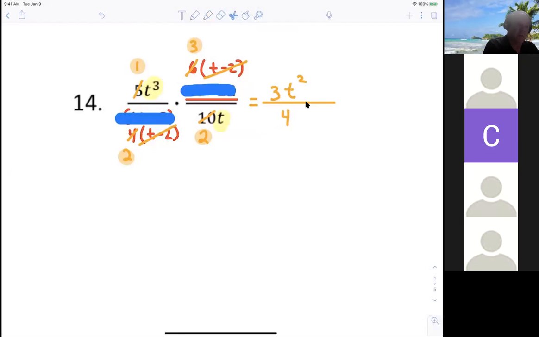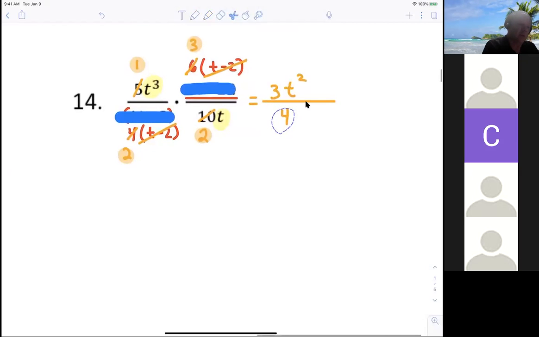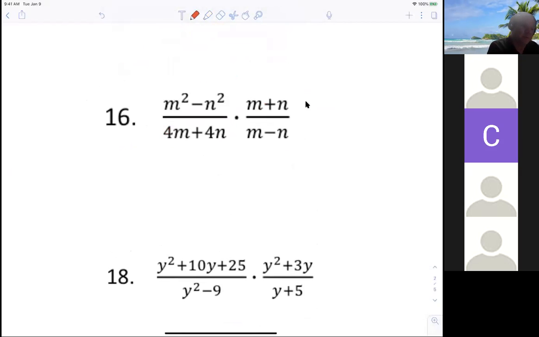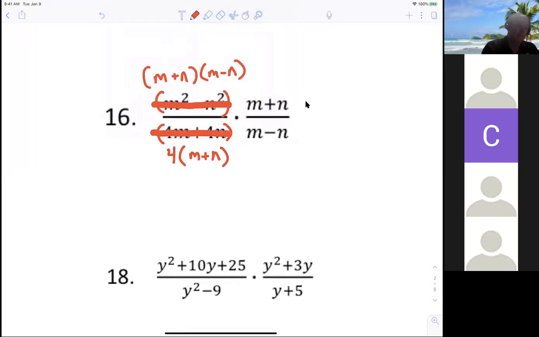All right, again, please, I hope you feel free. You can jump in at any time and ask me a question. All right, let's go. 16. Now again, got to be careful. M squared minus n squared can factor. M plus, I'm sorry, m plus n and m minus n. Here, there's a common 4. 4 parentheses m plus n. I'm just crossing this out because I don't want to look at it. Is everybody happy with that?